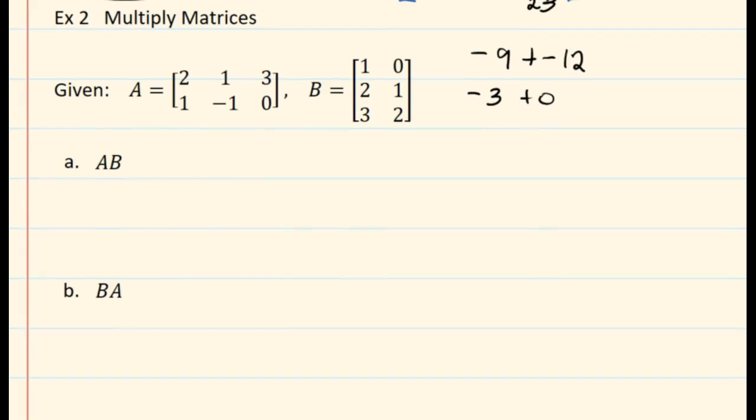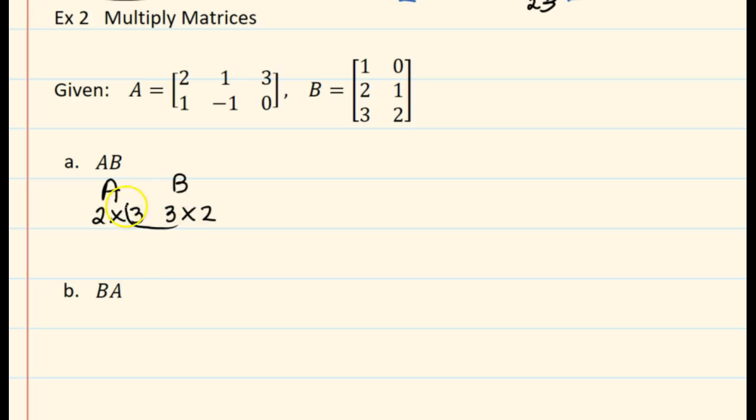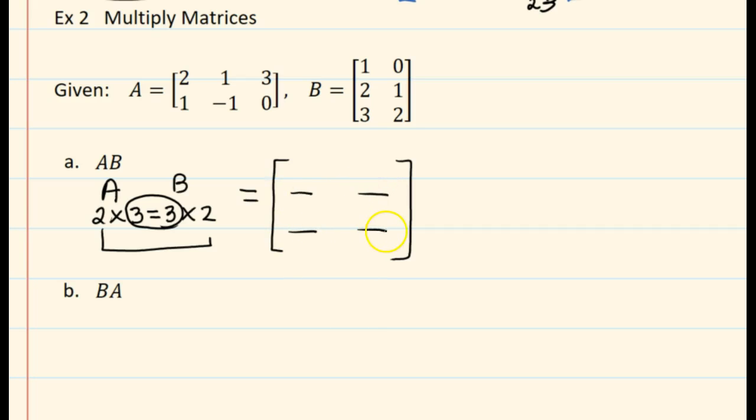So here's example number 2 for you to multiply matrices. The first thing we need to do is make sure that when we're multiplying matrix A and matrix B, where A is a 2 by 3 matrix and B is a 3 by 2 matrix, the numbers inside are equal to each other, and my answer will be a 2 by 2 matrix. The 2 by 2 has 2 rows and 2 columns, so we only need to find 4 numbers.